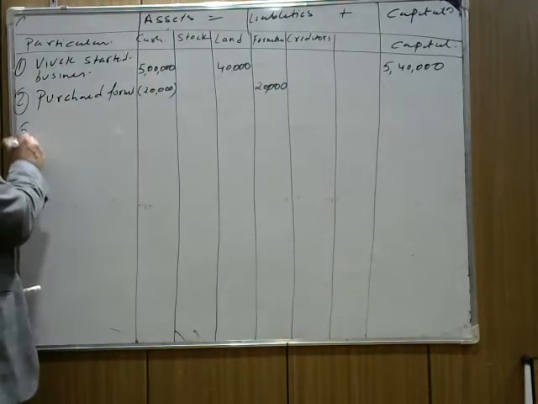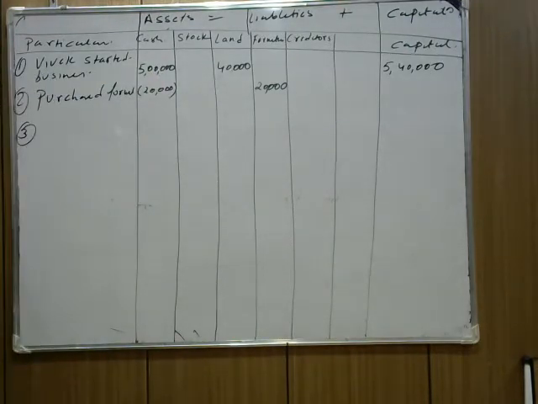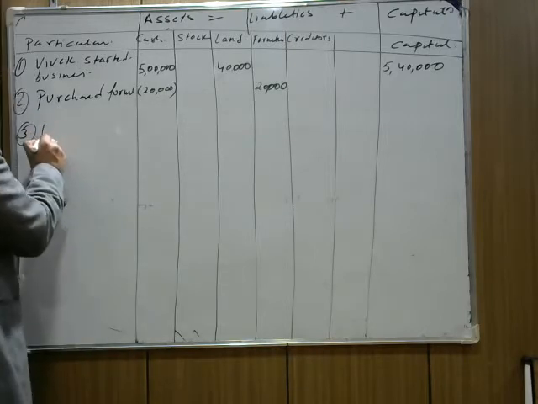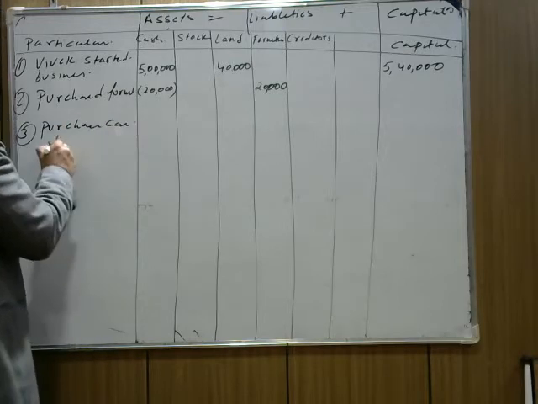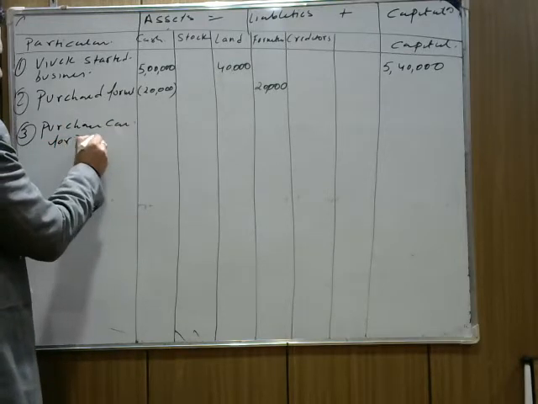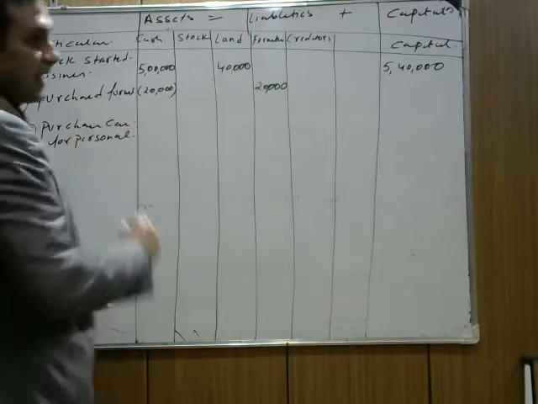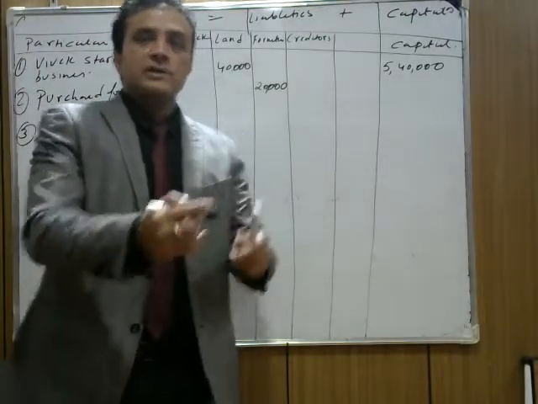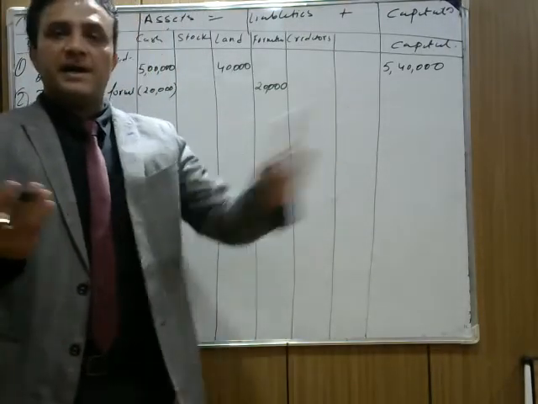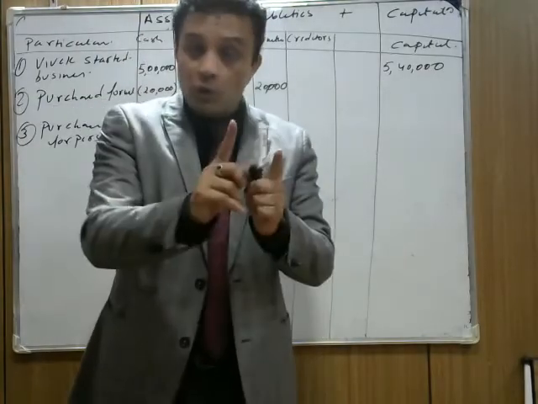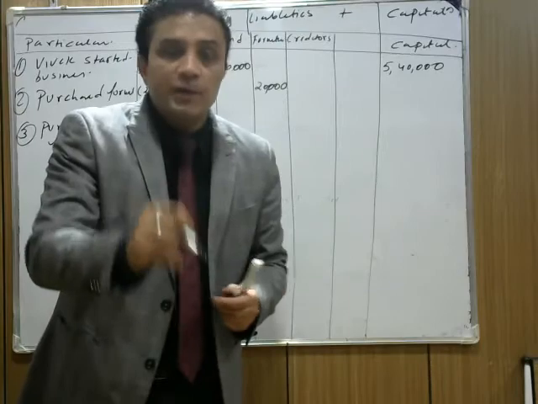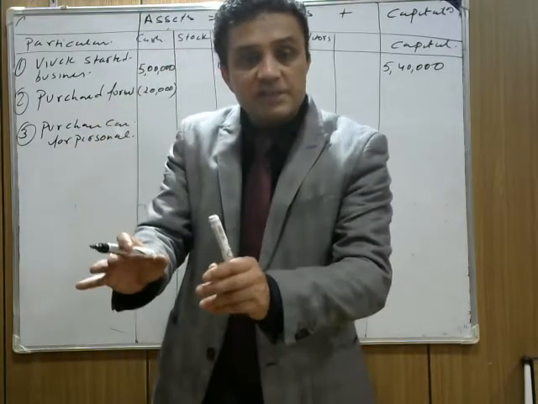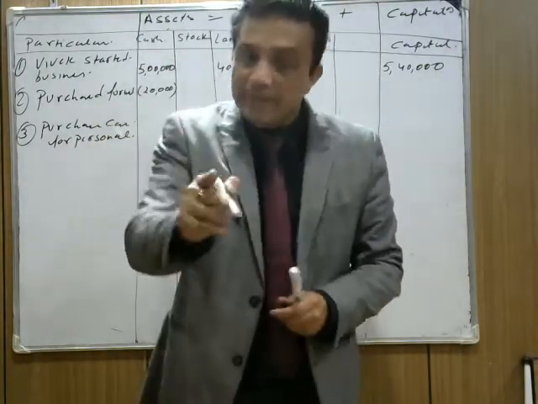Transaction number 3, which says purchase car for personal use. You purchase a car for personal use. Cost will be 1 lakh. Your cash decreases. But most students say, sir, a car worth 1 lakh rupees has come to the business. No, it's not coming for business. You buy it for personal use. The car you bought was not bought for business. You purchase this car for your personal use. It means it's a drawing.